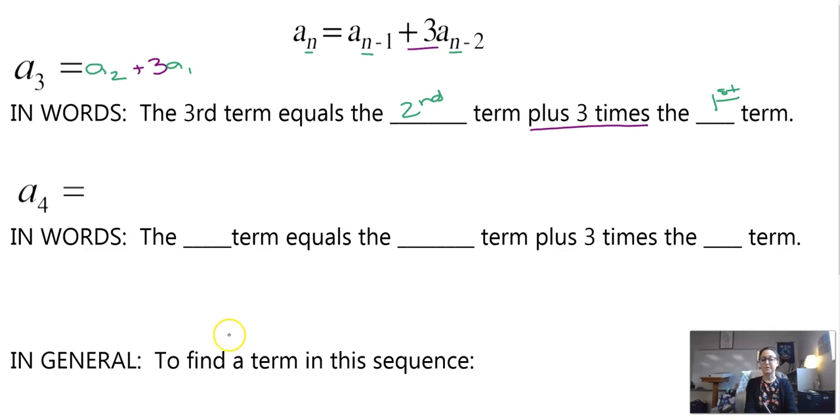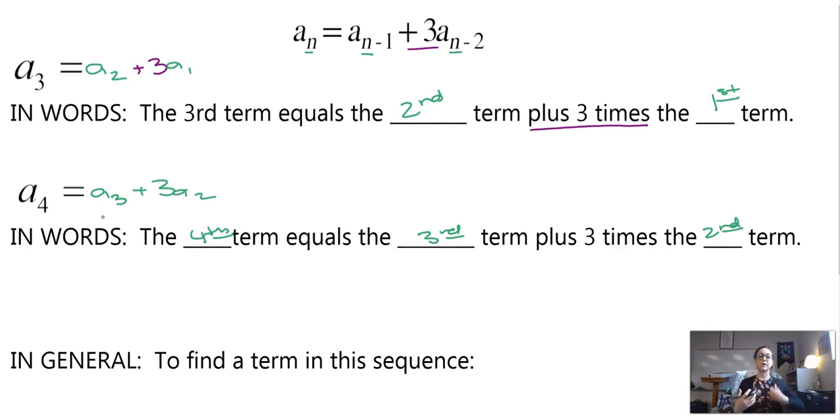Okay, all right, and force pause on the screen. Again, you don't need to write anything, but can you do a sub 4 sort of in your mind? Go ahead and hit continue when you're ready to check. Okay, so in words, we should have gotten that the fourth term equals the third term plus 3 times the second term, right? So what we're doing is to find a term, we're going to take the term before it plus 3 times the term before that one, right? So 2 terms before what we're trying to find.